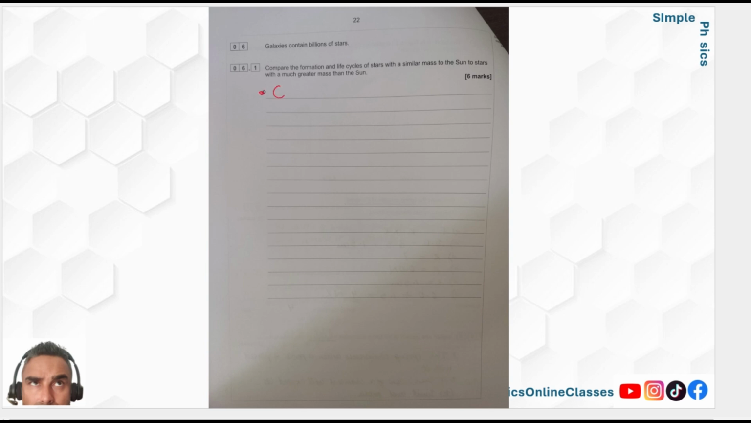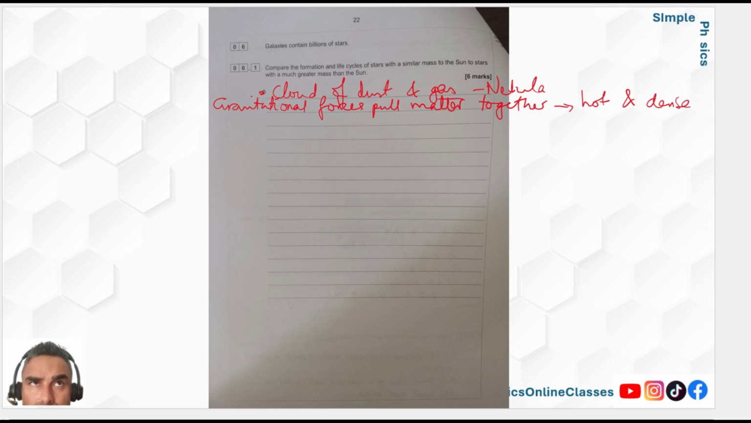It starts off as a cloud of dust and gas, and we call that a nebula. But they don't like to use the word nebula, so make sure you say cloud of dust and gas. Gravitational forces pull all this matter together, so it becomes hot and dense. Then it becomes what we call a protostar.